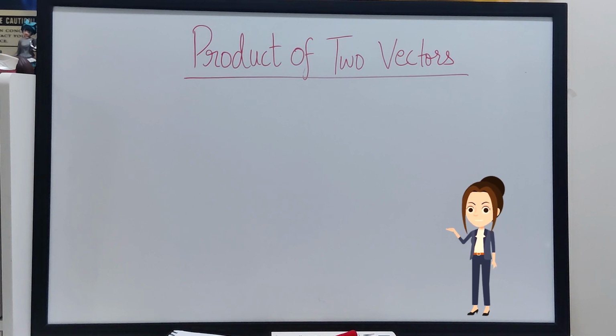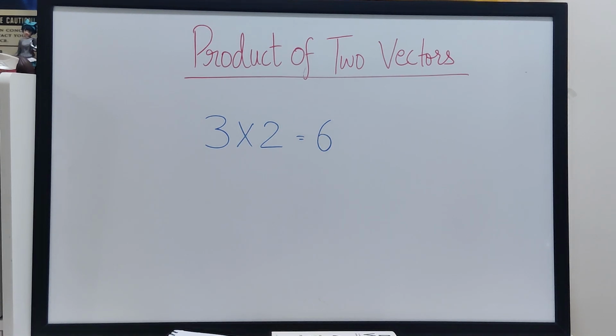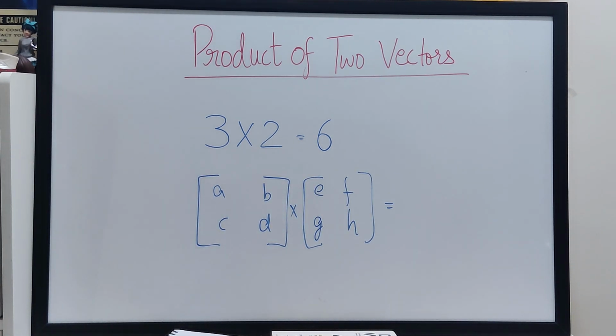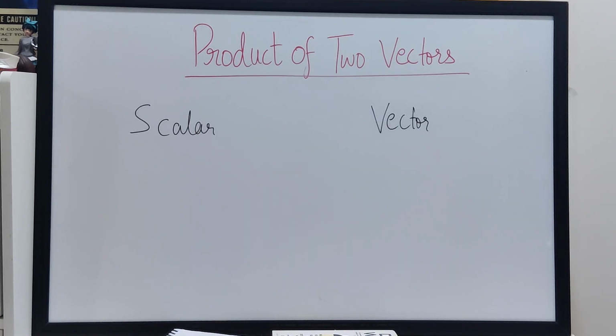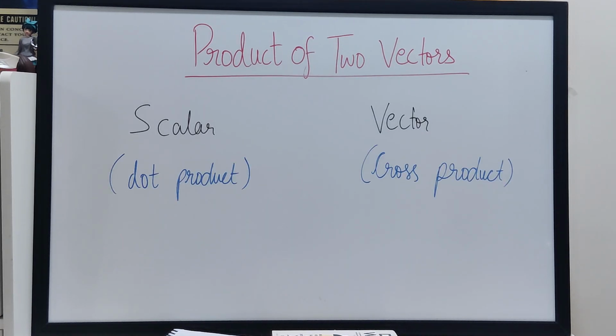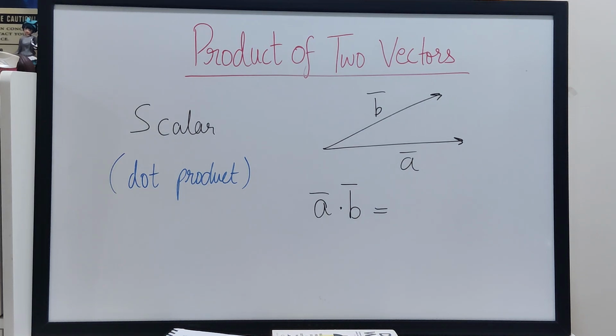So what is a product of two numbers? If I give you two numbers, what will be the product? It will be a number. Similarly, if I give you matrices, the product will be a matrix. But multiplication of two vectors is defined in two ways: scalar dot product and vector cross product. Let's begin with scalar or dot product of two vectors.